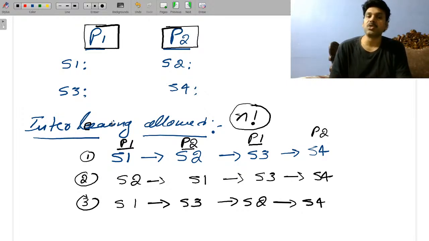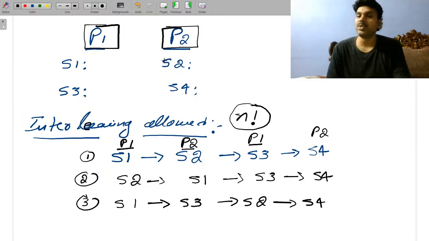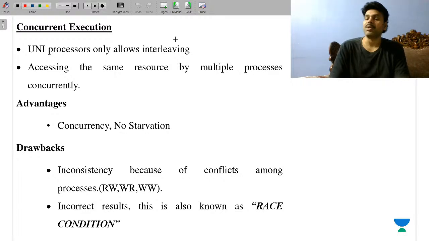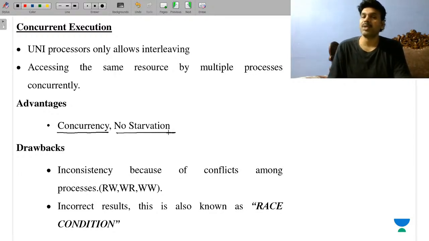What is the advantage? A superb advantage: P1 is not waiting for P2 and P2 is not going to wait for P1. At least they are going to get a chance to execute. Therefore, you say that concurrency is very high. Whenever concurrency is there, there is no concept of starvation in this case. So that is the advantage: concurrency is very high, and starvation can be almost minimized. So what is the meaning of concurrent execution?